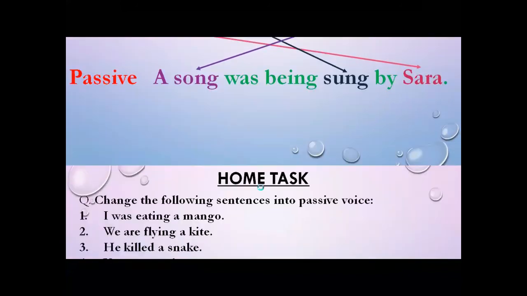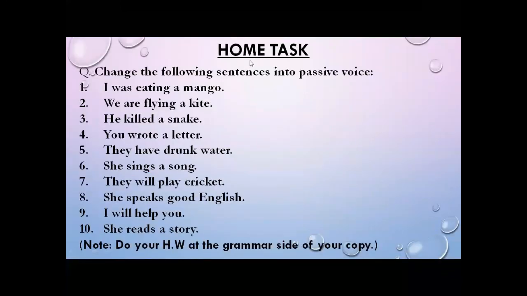Okay, now let's see the next. Now this is your home task. Change the following sentences into passive voice. I was eating a mango. Now you have to change these sentences into passive voice. Do your homework on the grammar side of your copy. I was eating a mango. We are flying a kite. He killed a snake. You wrote a letter. They have drunk water. She sings a song. They will play cricket. She speaks good English. I will help you. She reads a story.